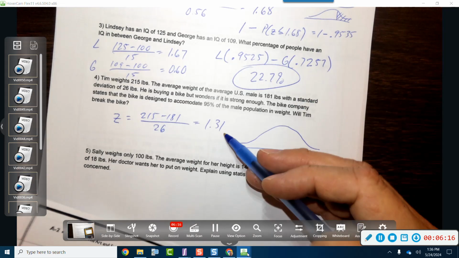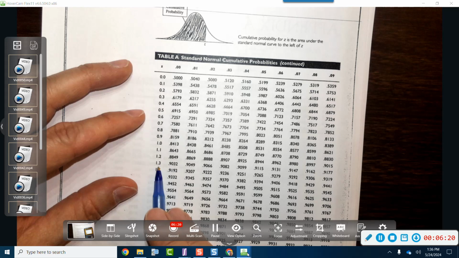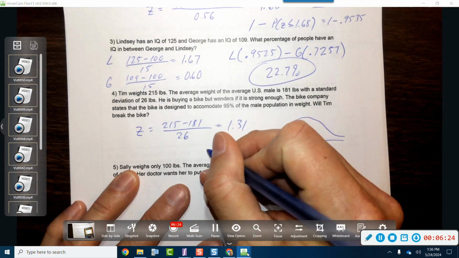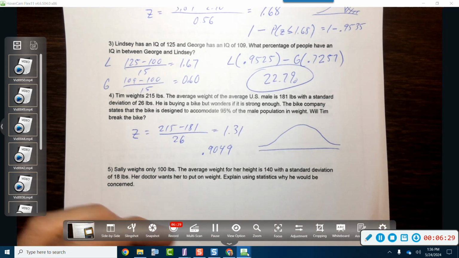All right, so let's see. He is 0.131. 0.131 is right here. 0.9049. All right. Is he going to be able to buy the bike?